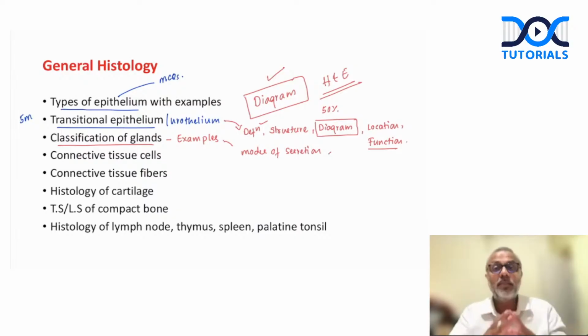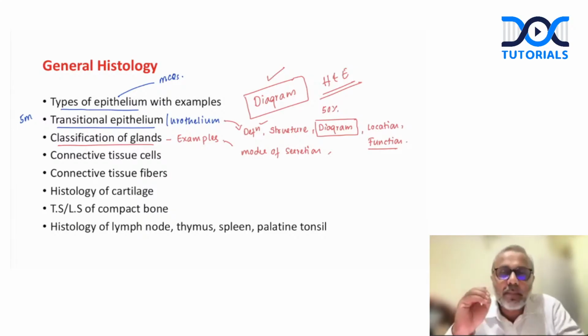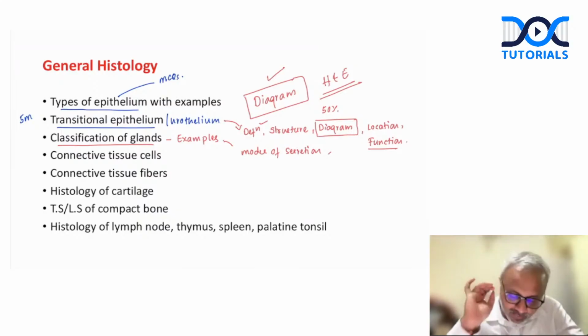Endocrine, exocrine, and in exocrine we have merocrine glands, we have apocrine, we have holocrine. So based on the mode of secretion, you should know the classification of glands. This could be an important 5-marker or 3-marker. Again, incomplete without a diagram.